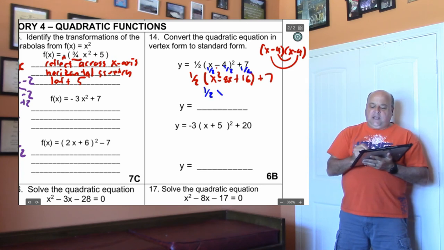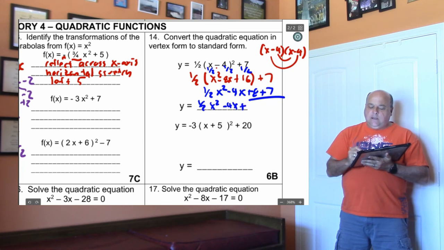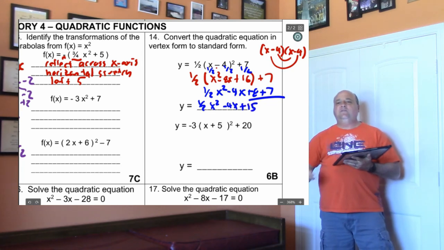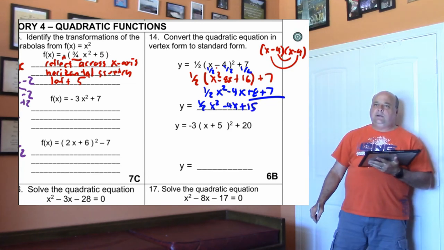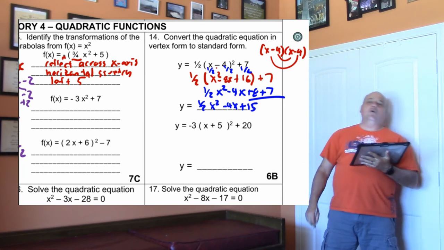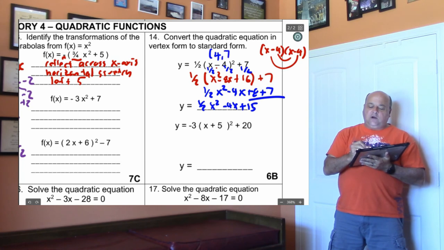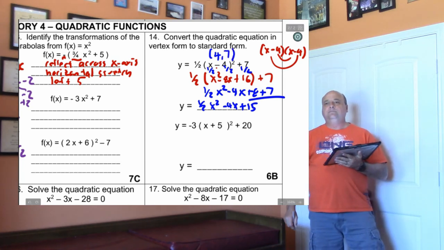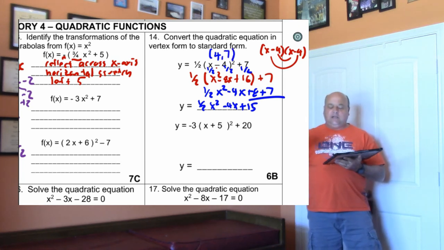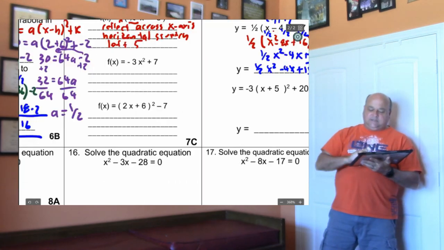So 1/2 x squared minus 4x plus 8 plus 7, just group these up. 1/2 x squared minus 4x plus 15, and remember the 15 would be the y-intercept. Piece of cake. Oh, one more thing on this one right here. Hopefully you know the vertex is at (4, 7). Okay, remember how to get the vertex from that. You can do the second one on your own.